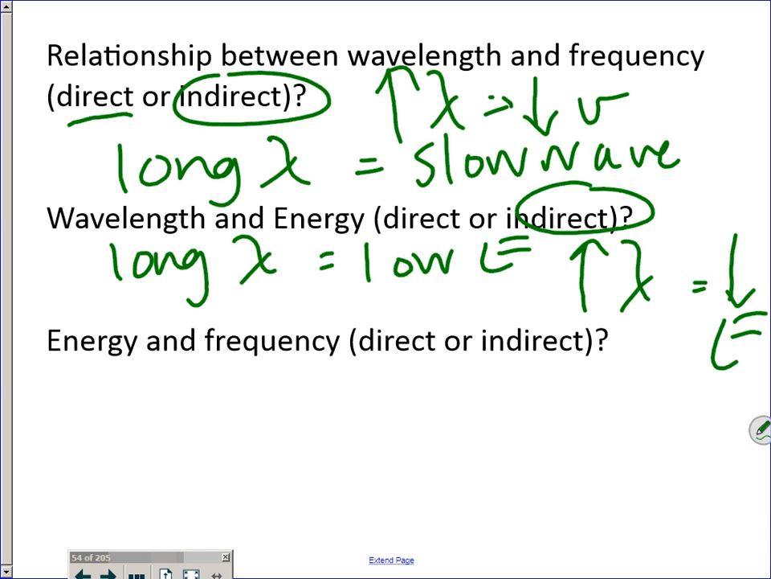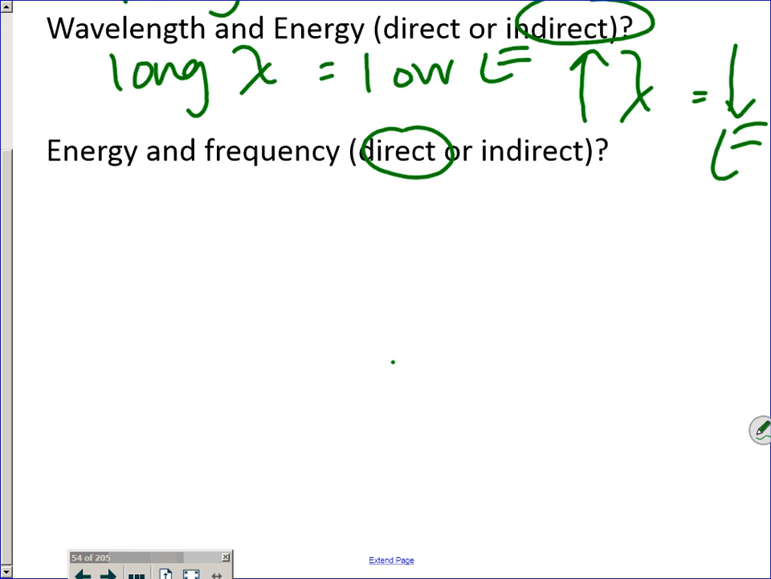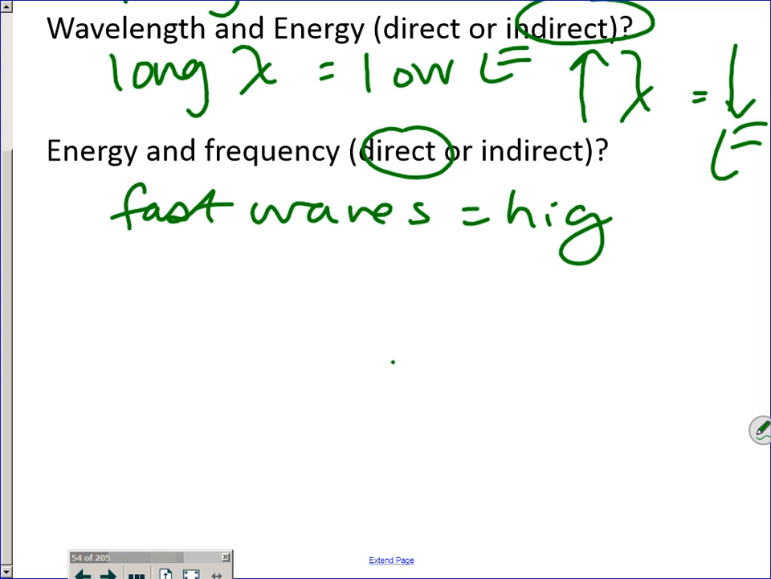Bryce, what you got for the last one? Direct. Okay, can you explain, please? The more energy it has, the faster it's going to go. Okay. So fast waves have high energy. That's what you're kind of saying. And then fast waves mean that they have a high frequency. And if they have a high frequency, they have high energy. So that is a direct relationship.